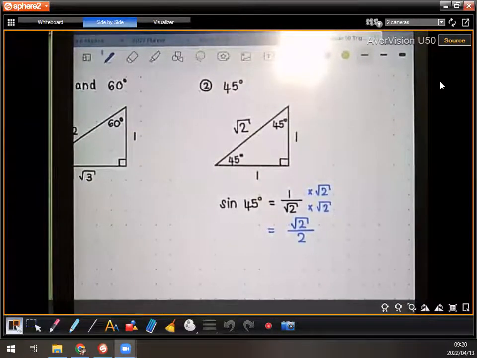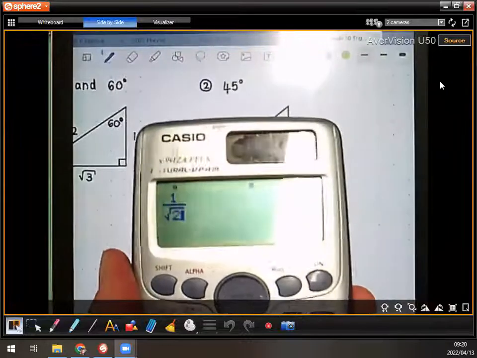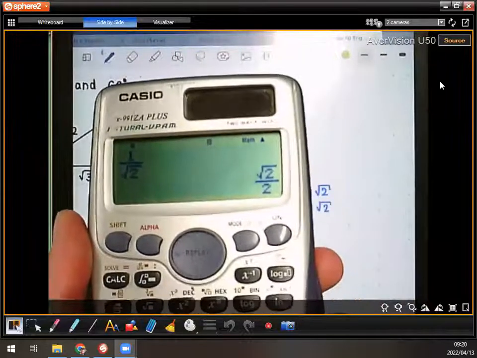So the calculator will always give you an answer that doesn't have the surd in the denominator. Okay, so if you're just wondering, why is the calculator bringing something else up? Even if you just type this in, guys, if you even just type in 1 over root 2, it brings up root 2 over 2 straight away.